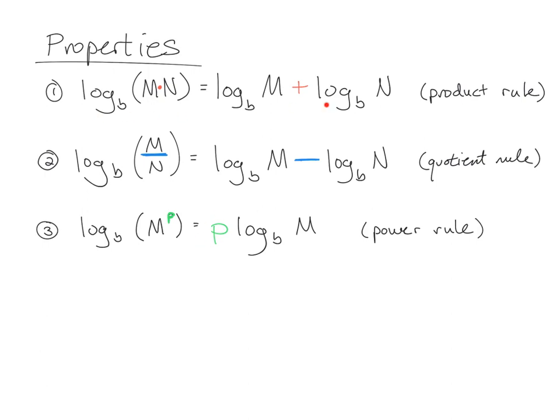So these properties have names. We have the product rule, because that's what happens. This is the rule for how we can expand if two bases are being multiplied. We have the quotient rule, which is how we can expand if two bases are being divided. And we have the power rule, which is what we can do if we have a power on any of our bases.